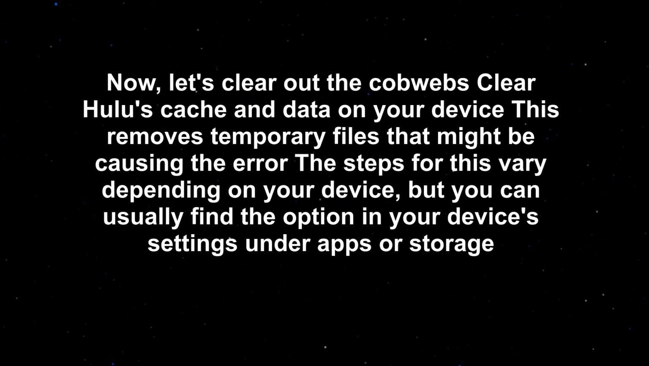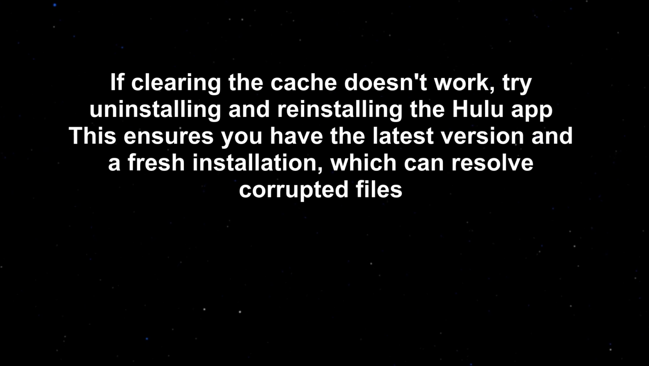Now, let's clear out the cobwebs. Clear Hulu's cache and data on your device. This removes temporary files that might be causing the error. The steps for this vary depending on your device, but you can usually find the option in your device's settings under apps or storage. If clearing the cache doesn't work, try uninstalling and reinstalling the Hulu app. This ensures you have the latest version and a fresh installation, which can resolve corrupted files.